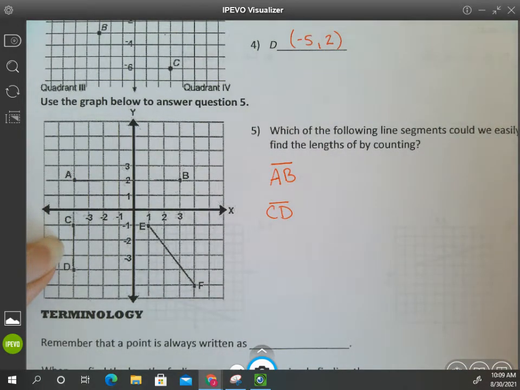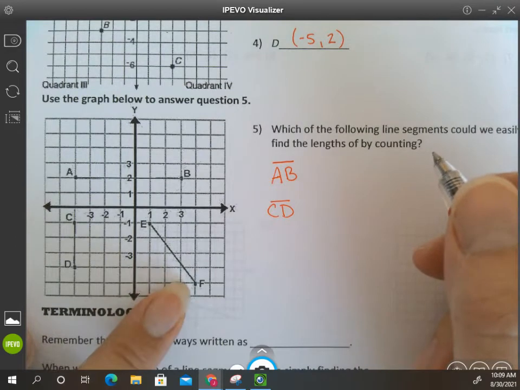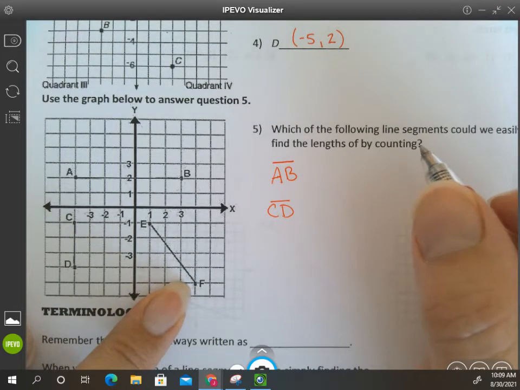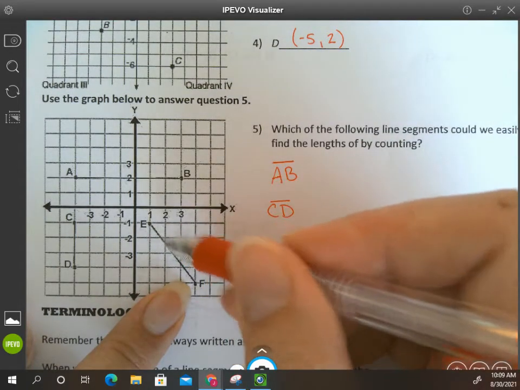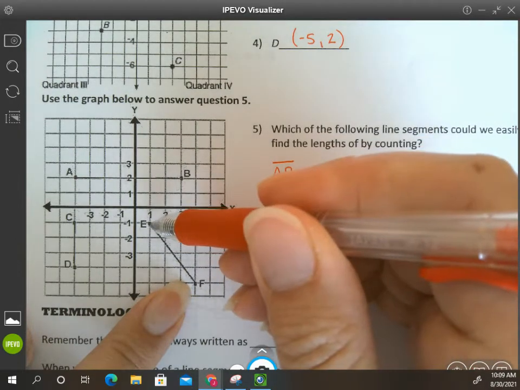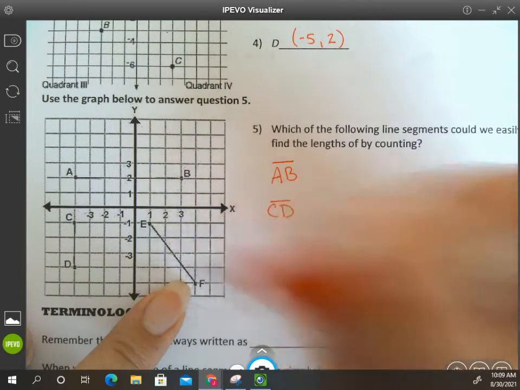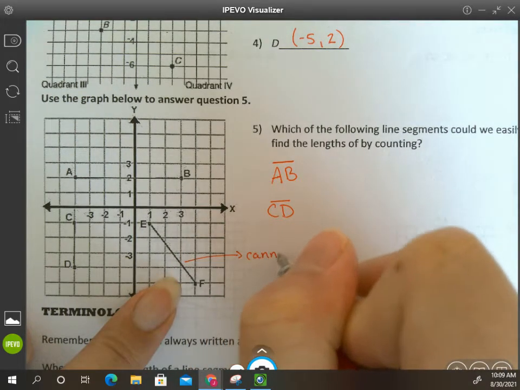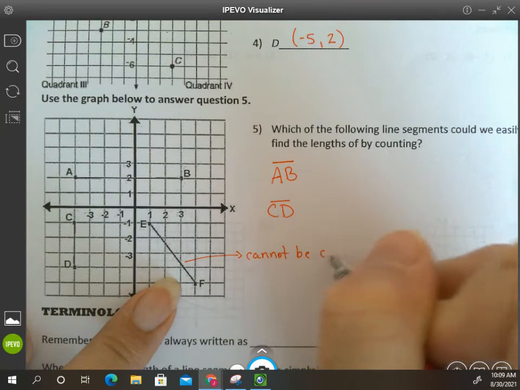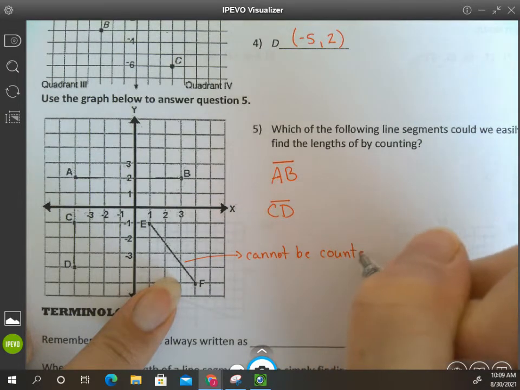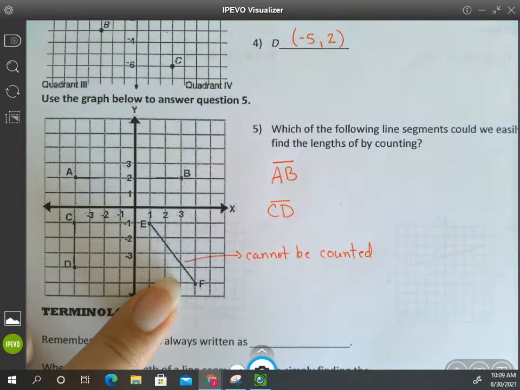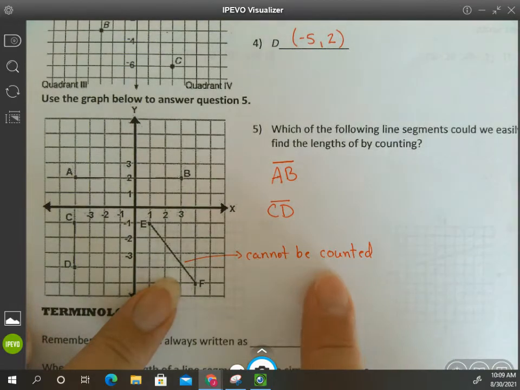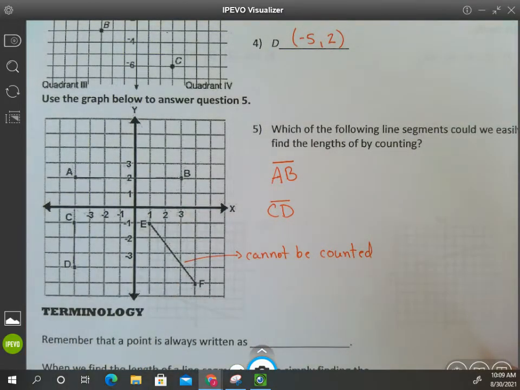Now, the issue is if I try to do EF. That one's at a diagonal, agreed? So can I count how many whole units it is? No, like this is a diagonal. This is a short part. So EF cannot, I'm going to make a note, cannot be counted. So if it's vertical or horizontal, I can just count the units. But if it's at any type of an angle, I'm going to have to work a little harder, and that's what we're going to talk about next.